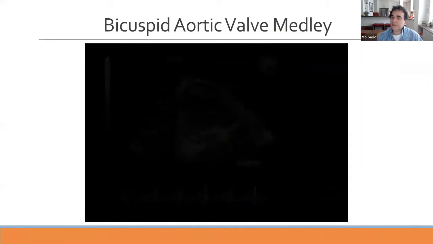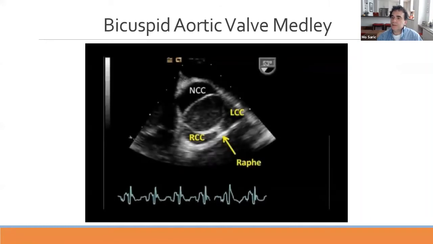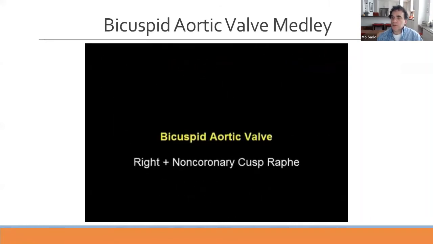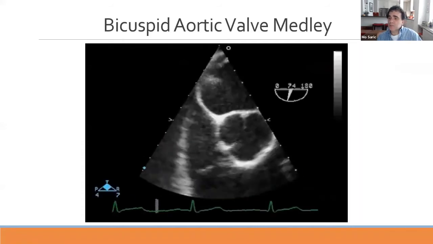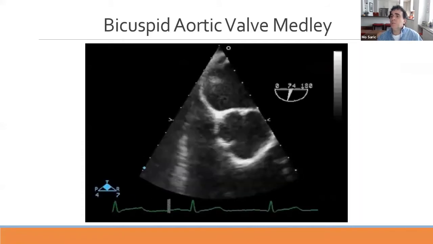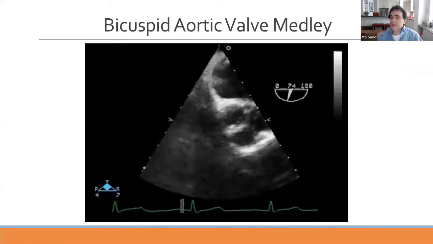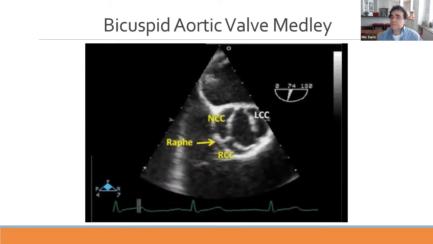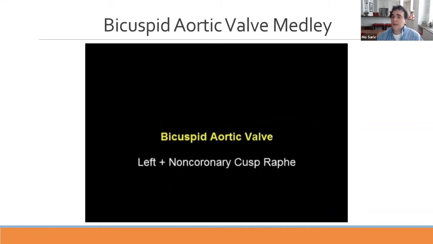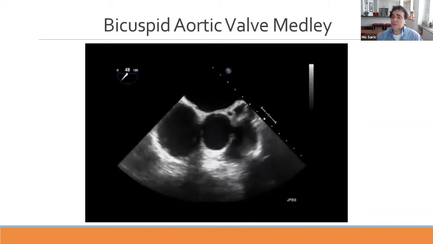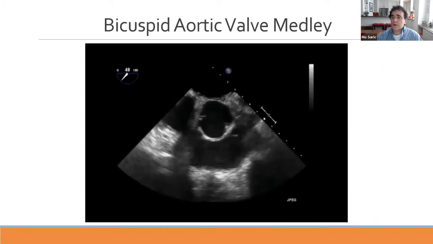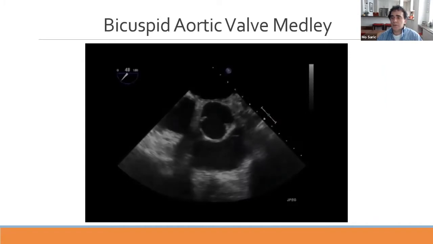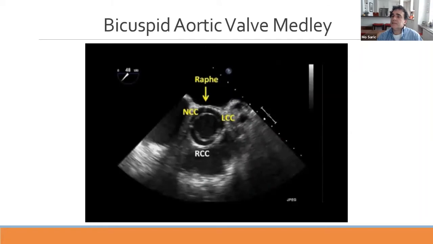Right and left, the most common, then right and non-coronary cusp, moving image, and then the still image. And finally, the left and non-coronary cusp fusion, the rarest form of bicuspid valve, first as a moving image, and then as a still image.